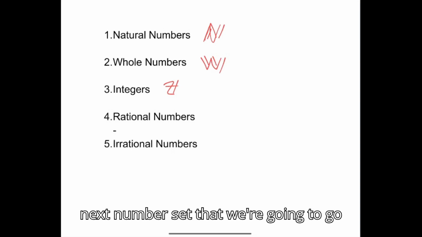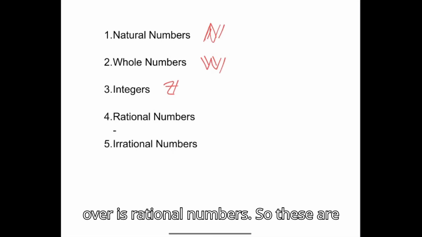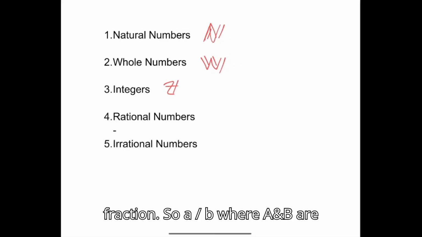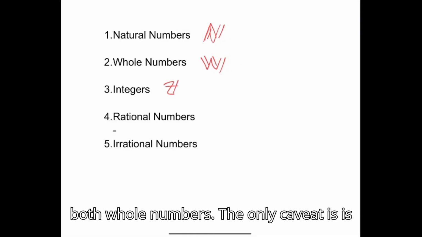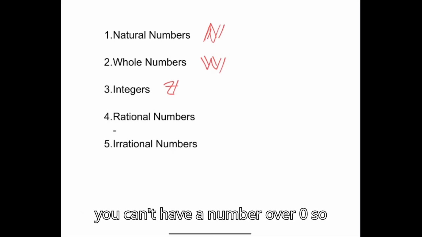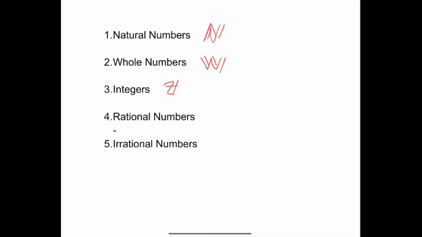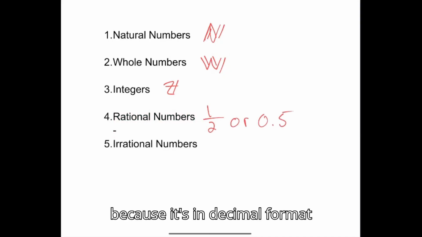Okay, so the next number set that we're going to go over is rational numbers. These are any numbers that can be written as a fraction, so A over B, where A and B are both whole numbers. The only caveat is you can't have a number over 0, because anything divided by 0 is undefined. So you could have 1 over 2 or 0.5. Just because it's in decimal format doesn't mean it's not a rational number.